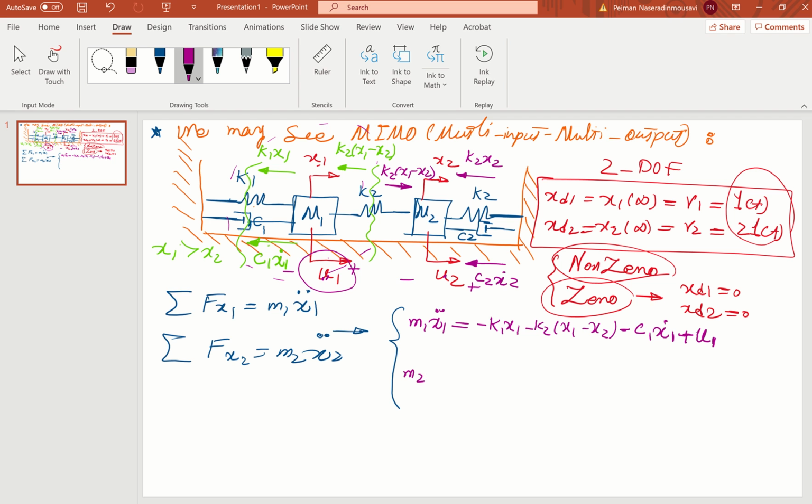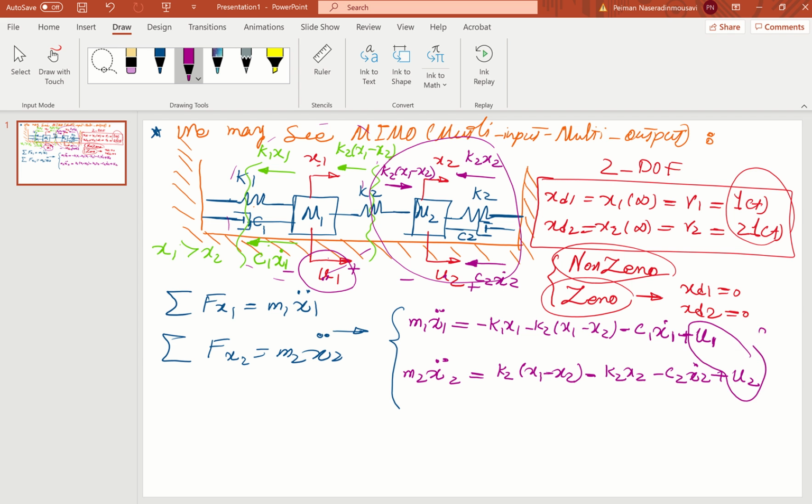And then for mass 2, M2 x double dot 2 is going to be, now I'm going to look at here, right? Here is positive, K2 (x1 minus x2) minus K3 x2, because showing the negative side, minus C2 x dot 2 plus U2. Okay, again, this is not a vibration course. We're going to design these control laws by state feedback.